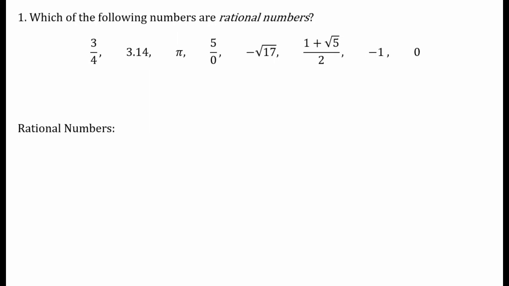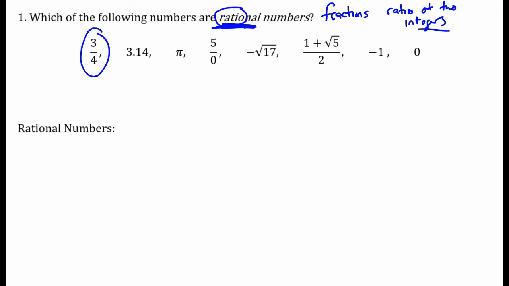So, which of the following numbers are rational numbers? When you hear the word rational for the rest of this course, and you should know this already from Algebra 1, but that was such a long time ago, we need to think of fractions. Rational is ratio. It's the ratio of two integers. So which of these numbers are fractions that are the ratio of two integers, two nice numbers? 3/4 totally is a rational number because it's 3 to 4.